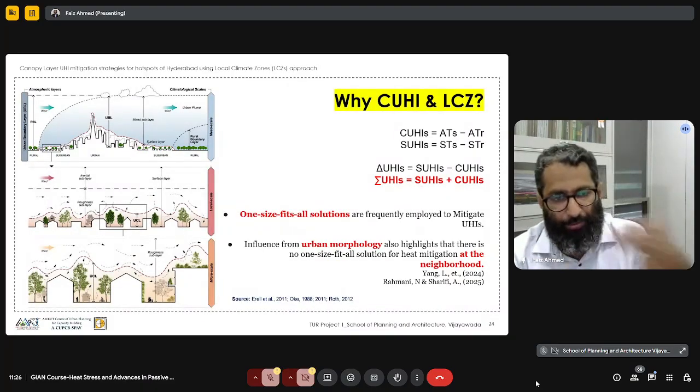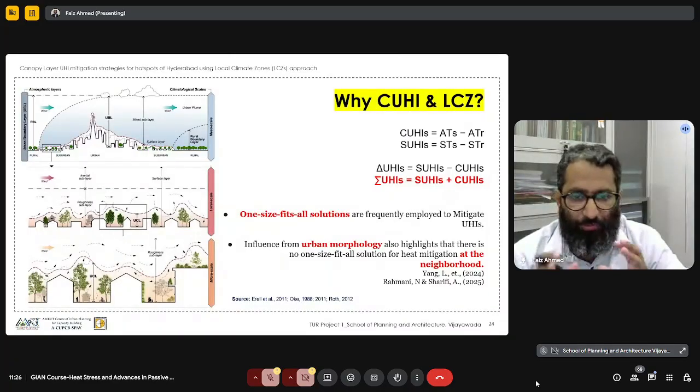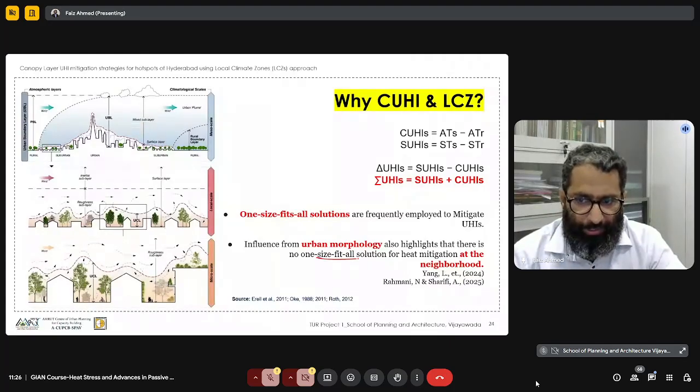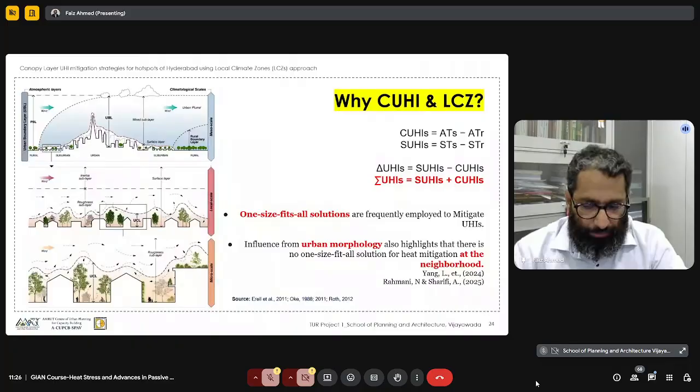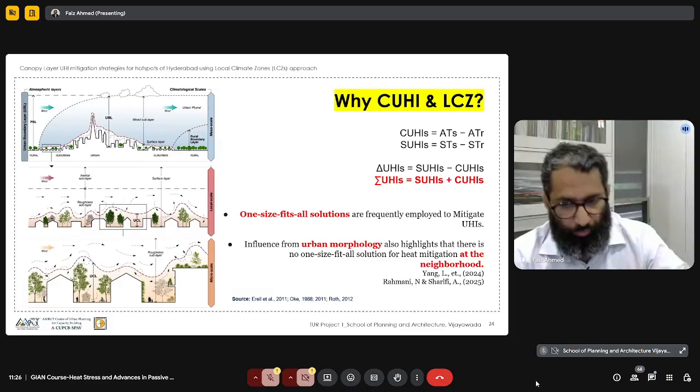This has been repeatedly mentioned and presented in the last 4 days as well. The solution has to be tailor-made. It has to be specific to the urban areas that we have. So we also wanted to adapt a similar strategy in our project to arrive at more context-specific solutions.